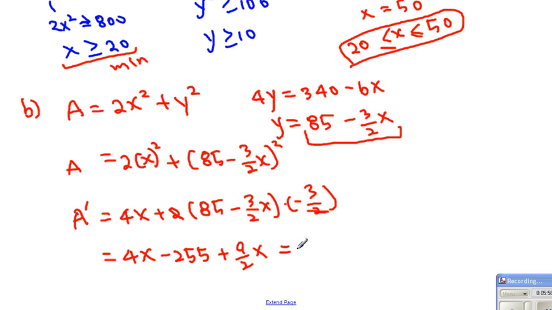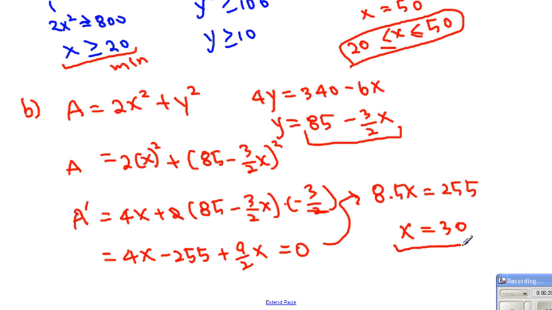Now, if we set this equal to 0, then 4 and this 4.5 give us 8.5 x, which must equal 255. Then when you divide by 8.5 on both sides, we get x equals 30.